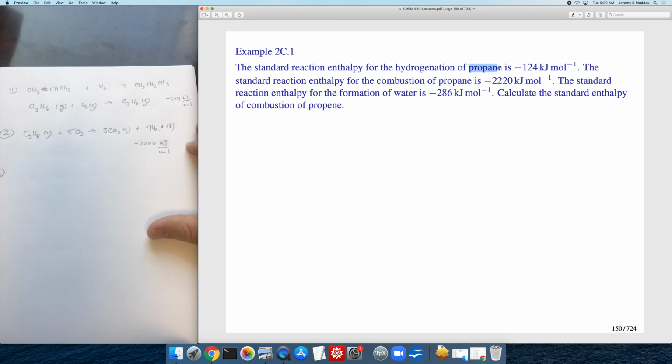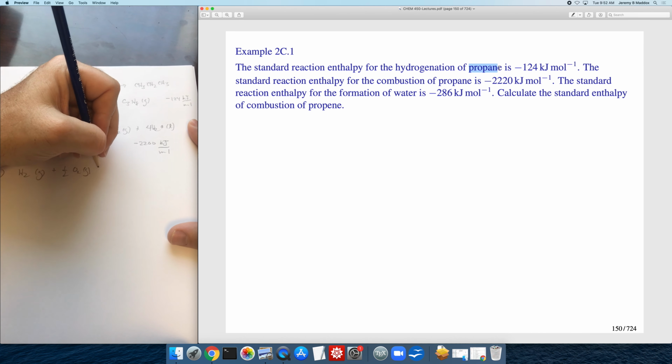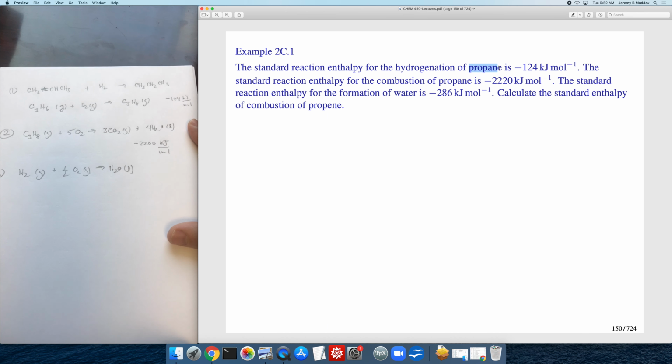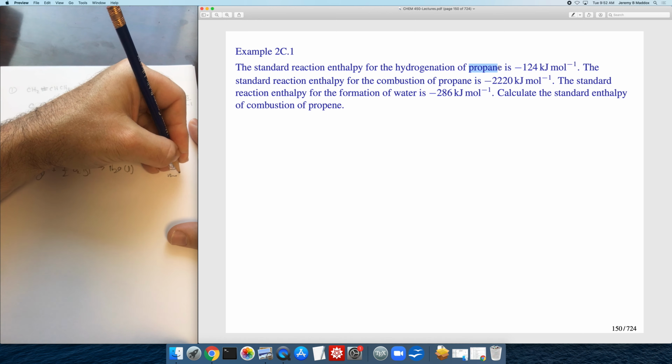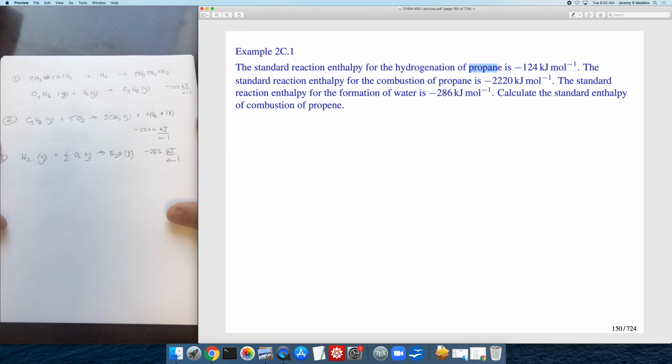For reaction 3, they give us the standard enthalpy of formation for water. So there's the formation reaction for water. That's minus 286 kilojoules per mole. What reaction do they want us to find?